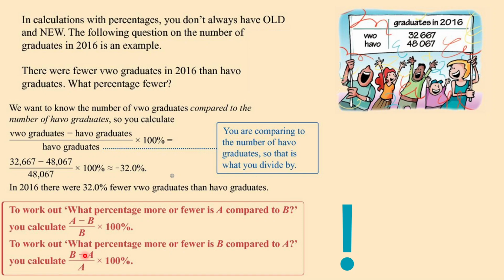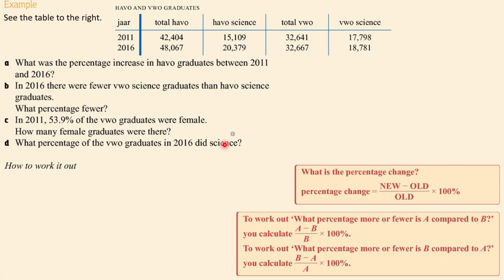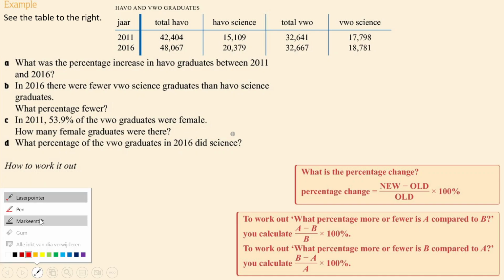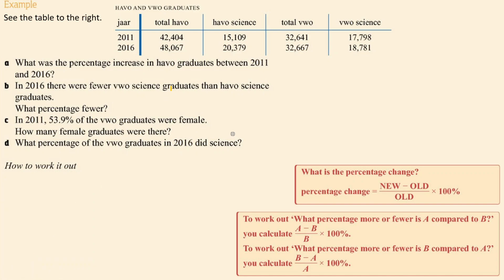So be careful. Oftentimes I see people filling in the wrong denominator here. Let's do an example. What was the percentage increase in Harvard graduates between 2011 and 2016? And again, if you're doing something like this on the test or when you're doing your homework, I think it might be nice to actually mark what you're doing. So I'm going to change to a marker. Why not? Let's mark it in orange.